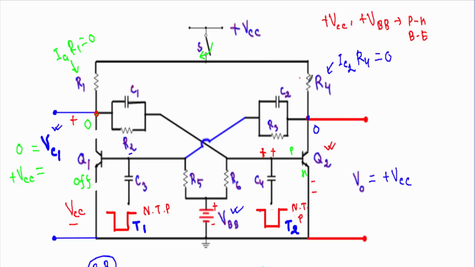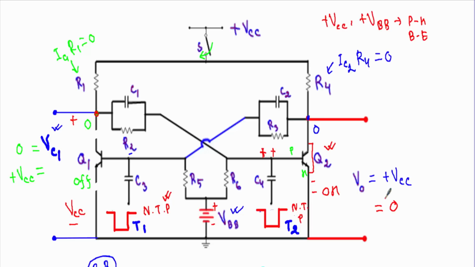As we have connected plus VCC at the collector terminal of the transistor Q2, now our transistor Q2 will be in on state. When this transistor is in on state, its collector to emitter terminal will get shorted, and our output voltage now will be equal to 0 volt. So after application of the first triggering pulse T1, the voltage across the collector to emitter terminal of Q1 will be equal to plus VCC, and the voltage across the collector to emitter terminal of Q2 will be 0 volt.